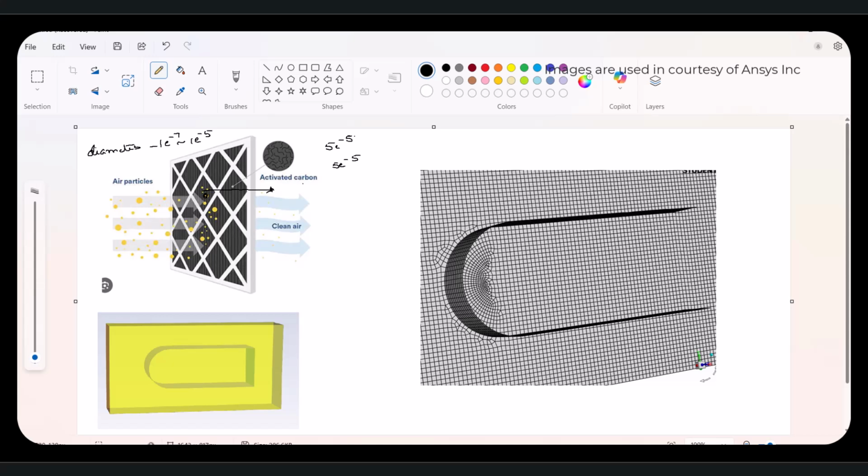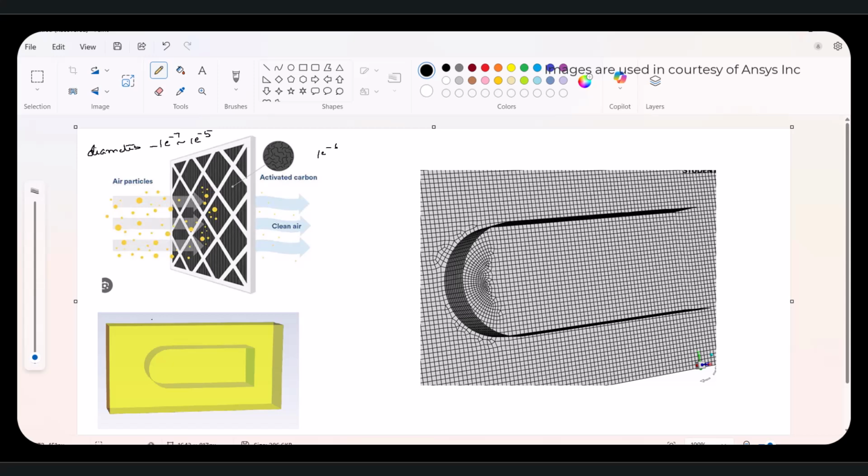This is the example we are taking, and it's not necessarily 5e-5. If you have a very fine filter, it can go down to 1e-7, so any particle diameter more than 1e-7 will be trapped, right? For our case, we are taking 5e-5, or else maybe we can reduce it a bit and take 1e-6 as our diameter limit. Anything more than 1e-6 will be trapped here, and anything less than 1e-6 will go through this filter.